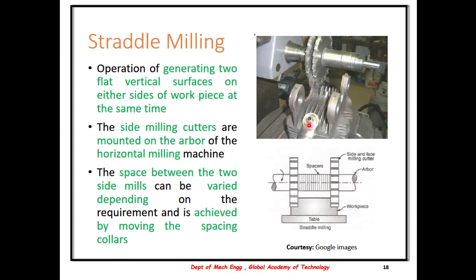Straddle milling is the operation of generating two flat vertical surfaces on either side of the workpiece at the same time. These cutters are mounted onto the spindle or the arbor of a horizontal milling machine. The spacing could be varied by using spacers and the operation can be performed. For example, the figure here shows the production of an engine component using a straddle milling operation.